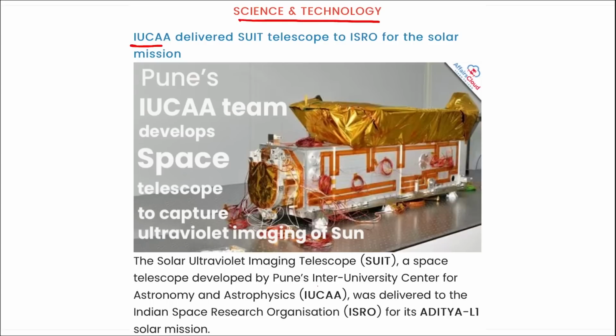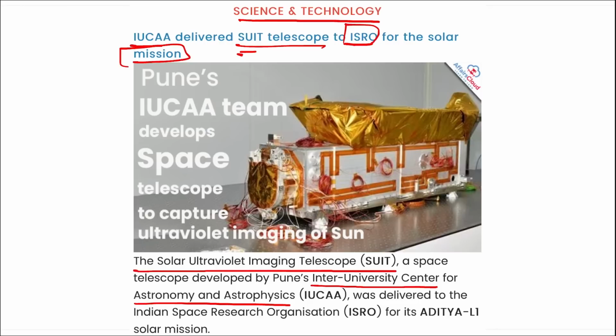IUCAA. What is this? It is the Inter-University Center for Astronomy and Astrophysics. IUCAA has delivered the SUIT telescope to ISRO for a solar mission. First of all, remember what this SUIT telescope is. It is the Solar Ultraviolet Imaging Telescope. I repeat, Solar Ultraviolet Imaging Telescope. This was delivered by IUCAA to ISRO.